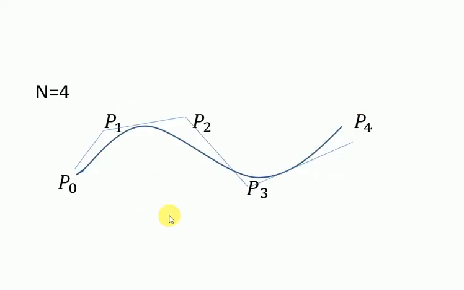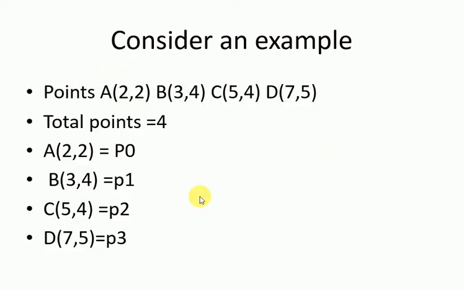And this is one example of defining a curve using n control points. So here you have P0, P1, P2, P3 and P4. The curve that is formed you can see here. So n is equal to 4, because there are totally 5 points, and 5 minus 1 is 4.